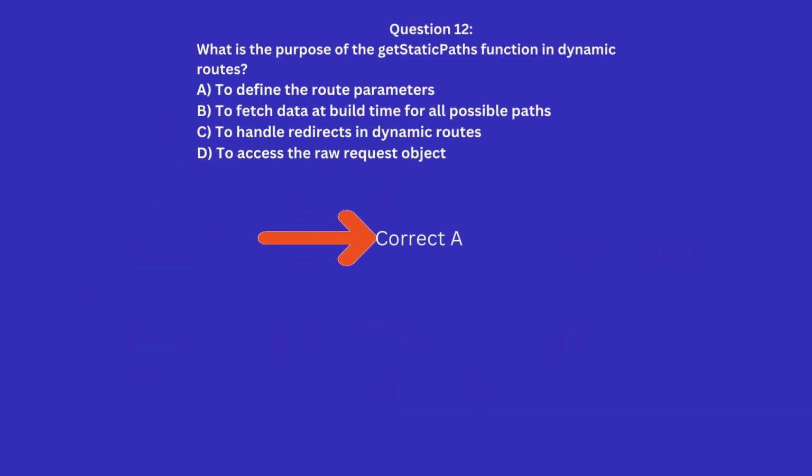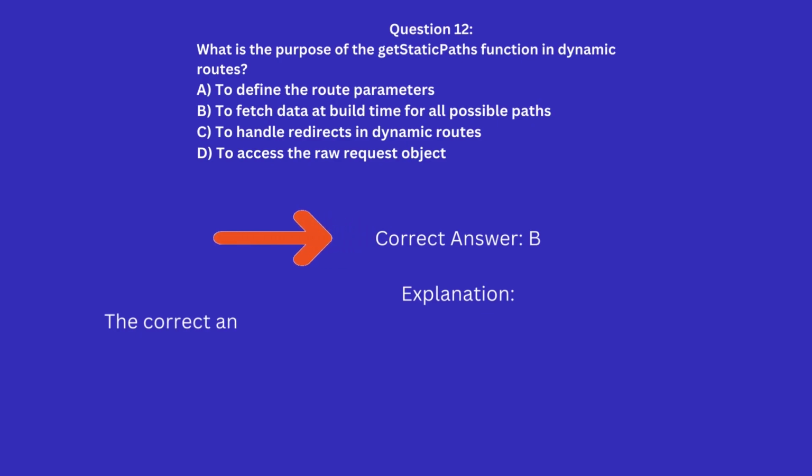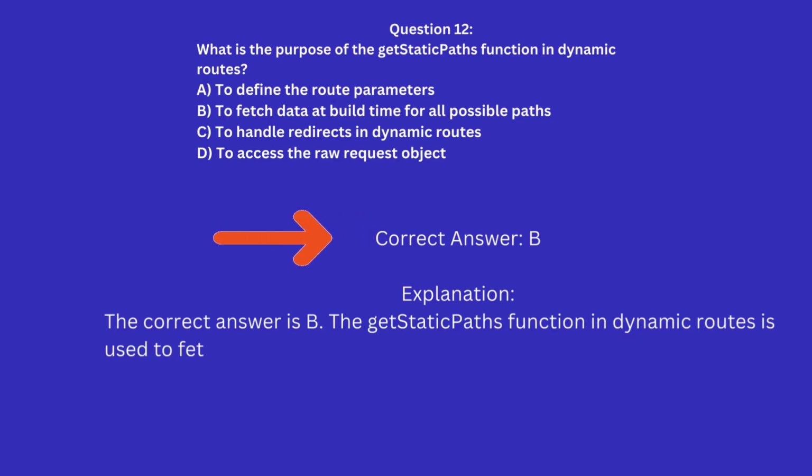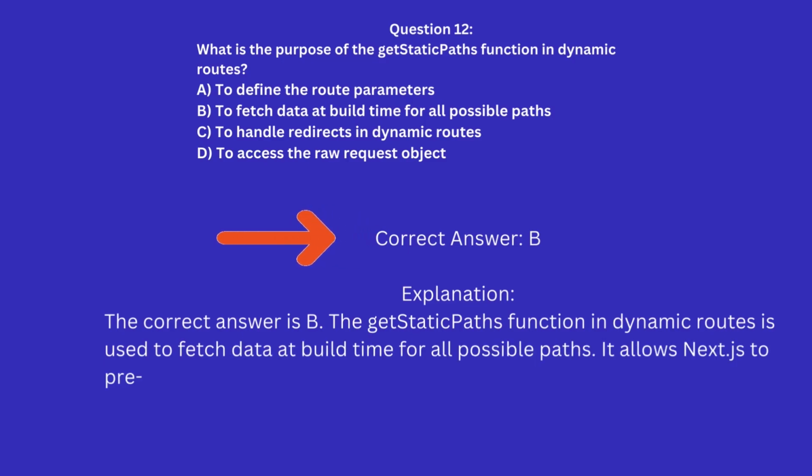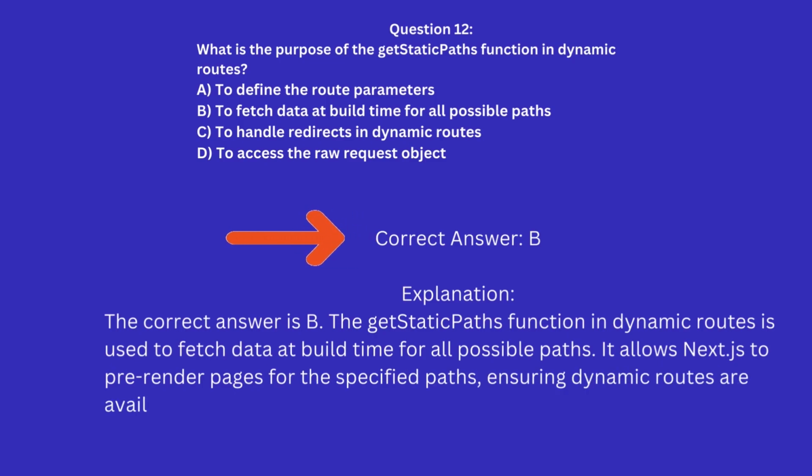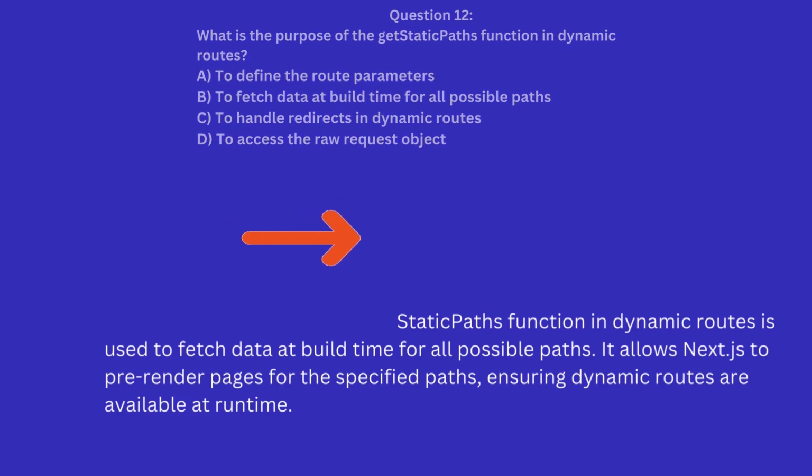Correct answer: B. Explanation. The correct answer is B. The getStaticPaths function in dynamic routes is used to fetch data at build time for all possible paths. It allows Next.js to pre-render pages for the specified paths, ensuring dynamic routes are available at runtime.